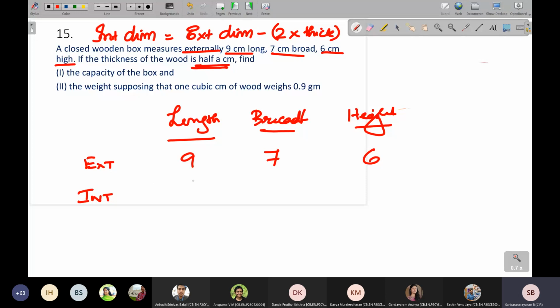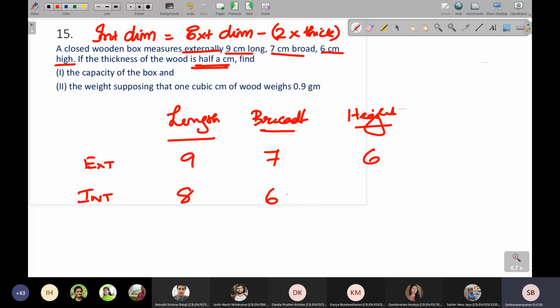Can you tell me how much will be the length? Great. It will be 8. 9 minus 1, 8. How about the breadth? How much will be the breadth? It will be 7 minus 2 times the thickness. So how much does it come to? It will come to 7 minus 1, 6 centimeters.